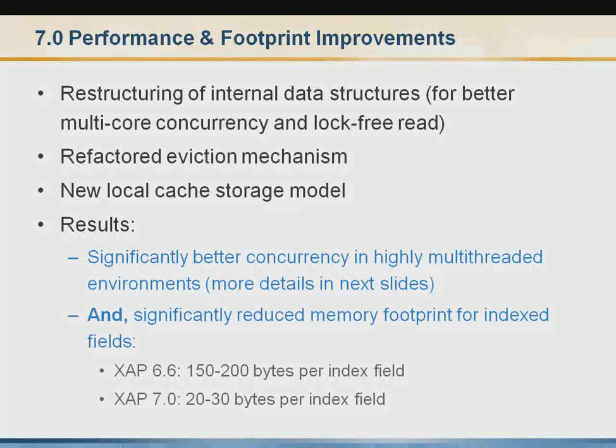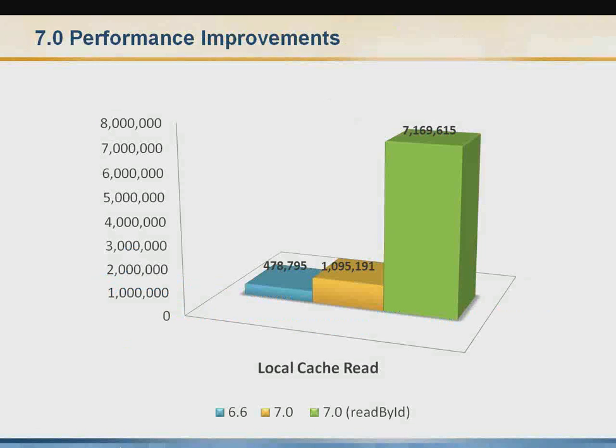And in XAP 7.0, we're talking about a 5-fold decrease in this number. So we're talking about only 20 to 30 bytes per index, which in many cases enables you to store much more data under the same data grid capacity.